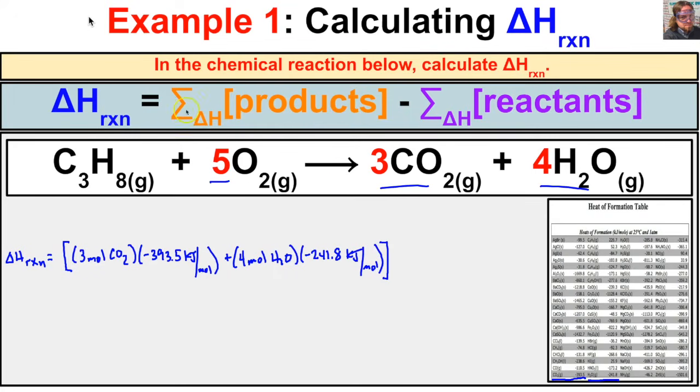So we just finished this part right here. We're figuring out the sum of the energy that is released or absorbed on the product side, and then we're going to do the same thing for the reactants. And if we take a look, we have 1 mole of propane. So we're going to take 1 mole of C3H8, and we're going to multiply that by the heat of formation for propane. If we take a look right here, negative 103.8 kilojoules per mole.